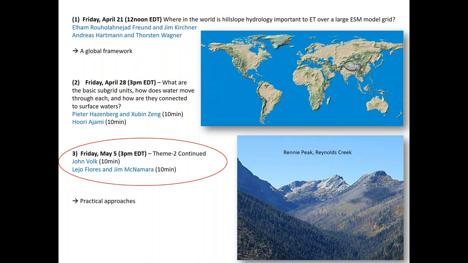That is, what are the basic subgrid units? How does water move through each, and how are they connected to the surface waters? Last week, we had Peter and Huri sharing their thoughts with us. And today, we welcome John and Lejo. I hope Lejo will get on soon. He is somewhere in Chile in the airport. I hope he will join us soon. The end product, or the goal we're shooting for, is some practical approaches, probably multiple approaches. Okay, with that, I'm going to pass this to John.